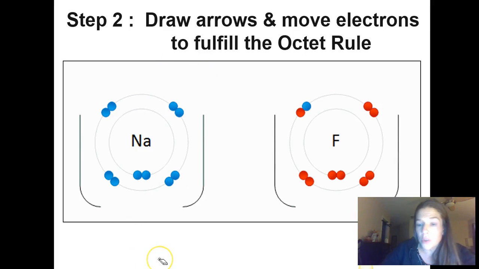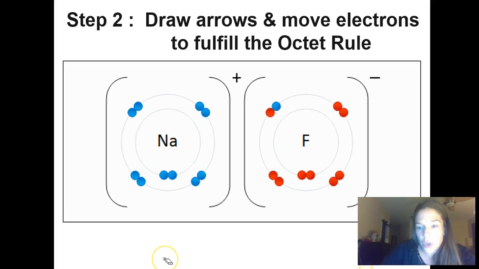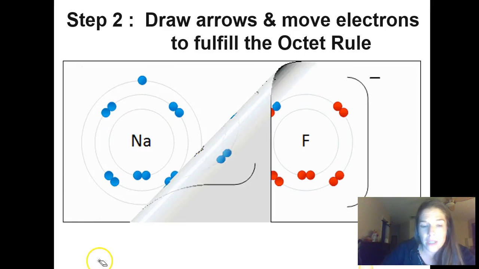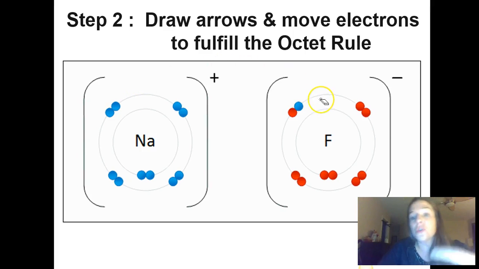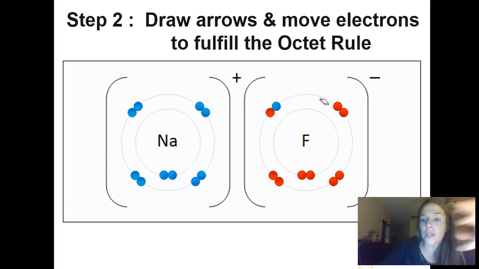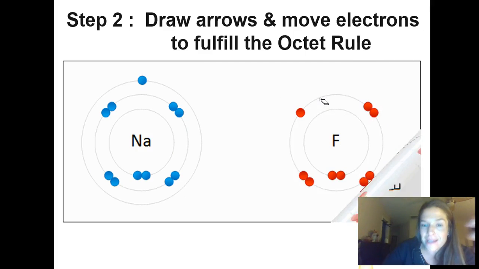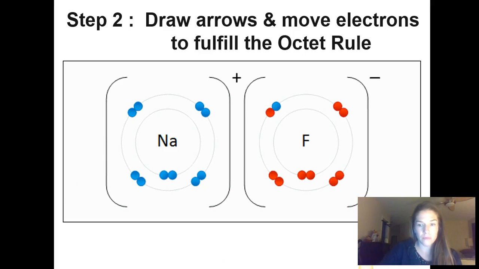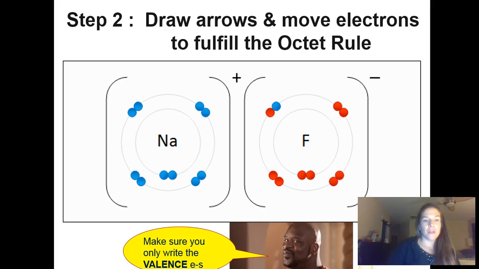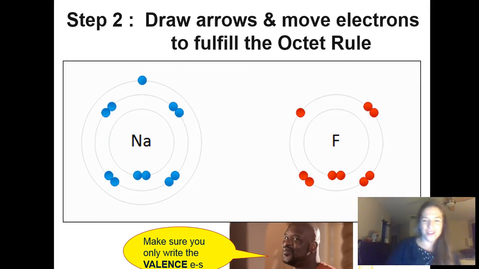Okay, so again, Lewis dot structure, we only show the outermost valence electrons. This GIF is great because it shows you the animation of what's happening with those valence electrons, the transfer of 1 electron from sodium to fluorine. Okay, so that fluorine now has 8 in its outermost energy level, but remember, only the outermost valence electrons. Make sure you only write the valence electrons or Shaq will dance.